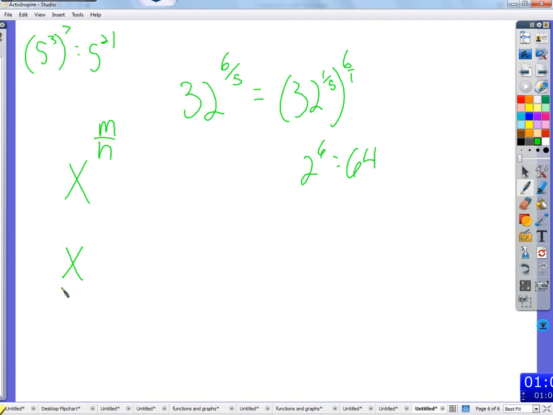X to the n, and there's a parenthesis, and you can have m on the outside. The n? Like that? Yeah. 1 over n. It needs to come out to m over n, right? Right now it would come out to be m times n. Okay. So it's m to 1 over n.